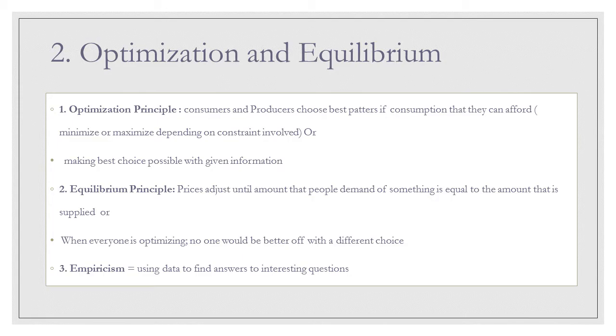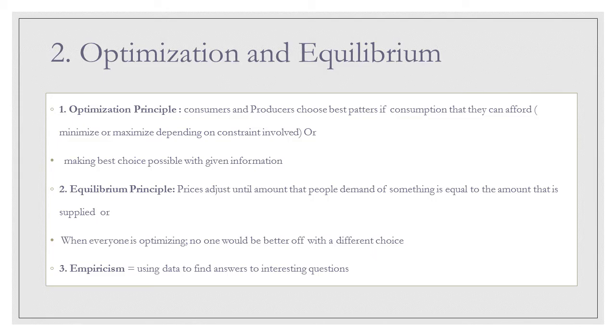So the first one is the optimization principle, which basically states that consumers and producers always tend to choose the best consumption patterns that they can afford. Whenever they are taking a consumption or a production decision, be it a buyer or a seller, a consumer or a producer, whatever decision they are taking, they always try to make the best choice possible with the given set of information. So this is what the optimization principle states.